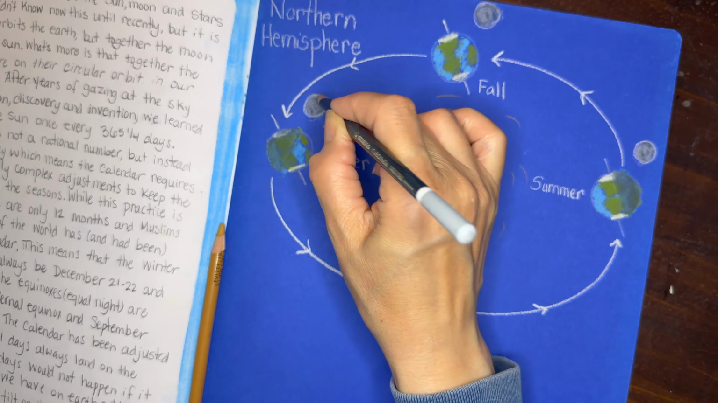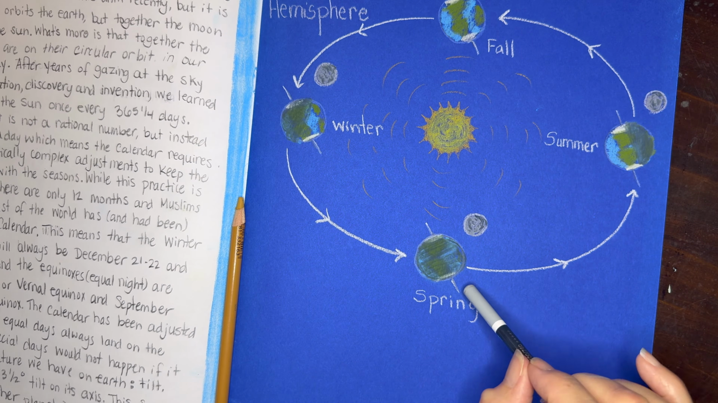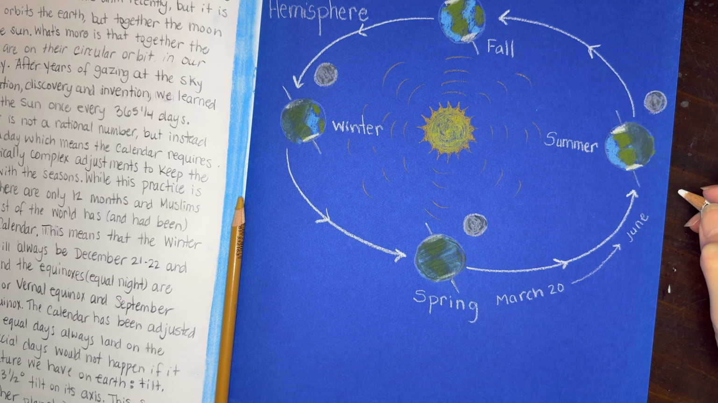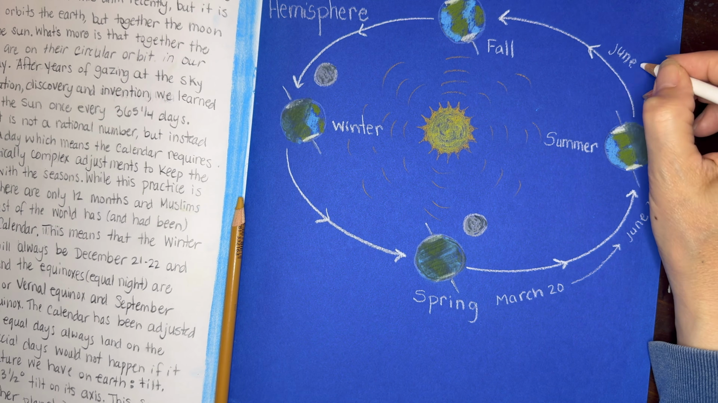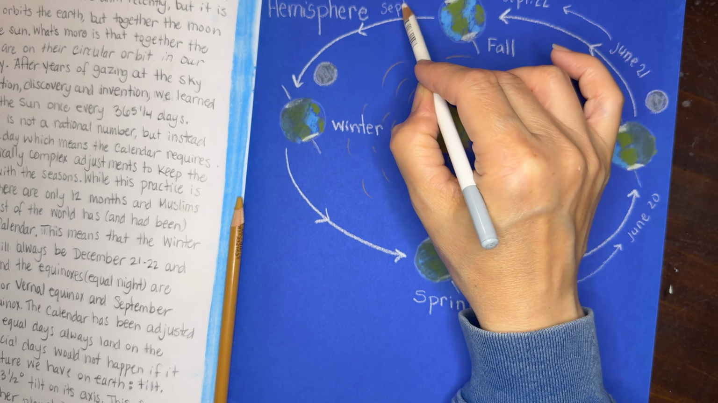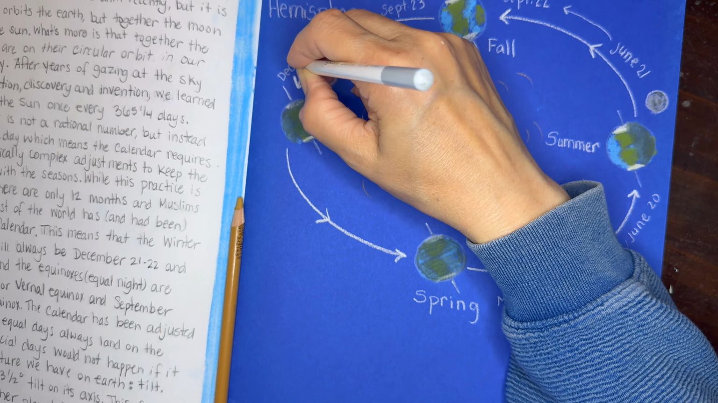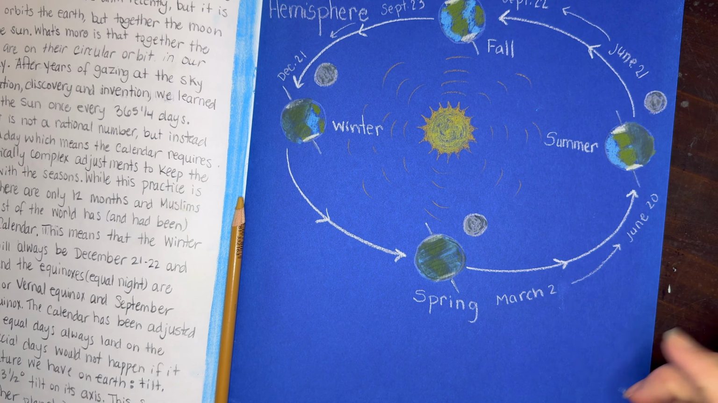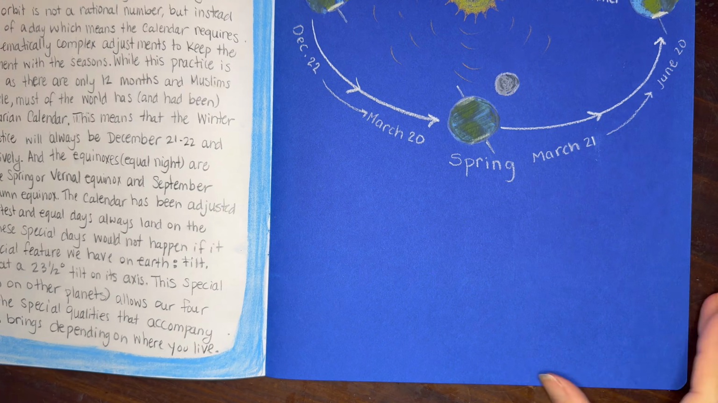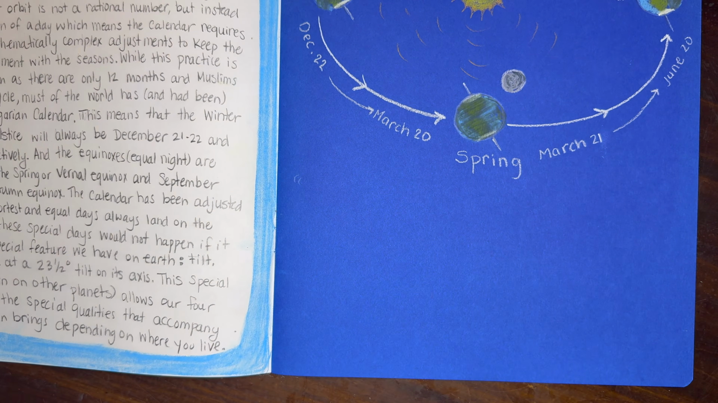I also included an illustration of the moon. When you see illustrations like this, you don't usually see the moon accompanying the Earth on its orbit around the sun, and I did want to include that. And then I decided to add the seasons around each portion of this illustration just to help us really understand how the Earth's tilt informs how we have our seasons.